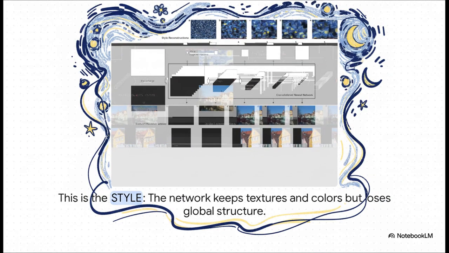Now, let's flip it. Instead of the high-level objects, the researchers looked at the textures and patterns found across all the layers, things like which colors are usually next to each other, or what kinds of brushstrokes are being used. When they rebuilt the image from that information, the scene itself basically disappears. But what's left is the unmistakable texture, the color palette, the raw energy of the painting. This is its pure style.